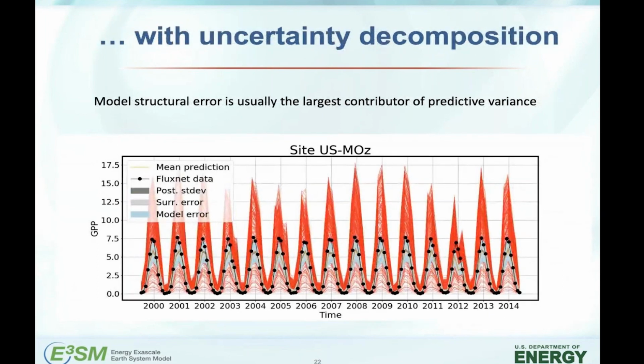This is the same result really shown slightly differently. As you saw before, these red curves are the ensemble members, and then for the posterior we are able to decompose the variance and color code the error bar, or this cloud of the prediction, with various parts, including posterior standard deviation, which is essentially parametric uncertainty, but also accepting some surrogate error, which is in this case small, and model error, which typically is the largest contributor of the overall uncertainty.